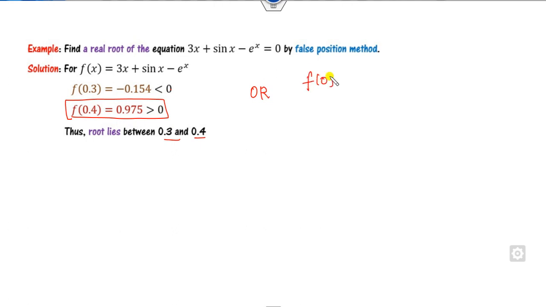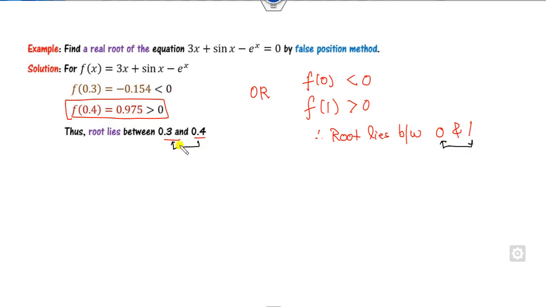Or you can see f of 0 is less than 0, f of 1 is greater than 0. So you can see the root lies between 0 and 1. So definitely you can see the length is very large as compared to this. So it takes more iterations than here.